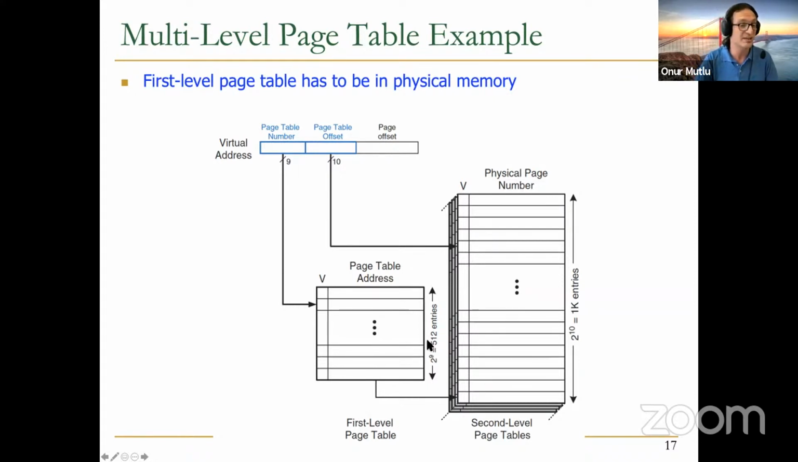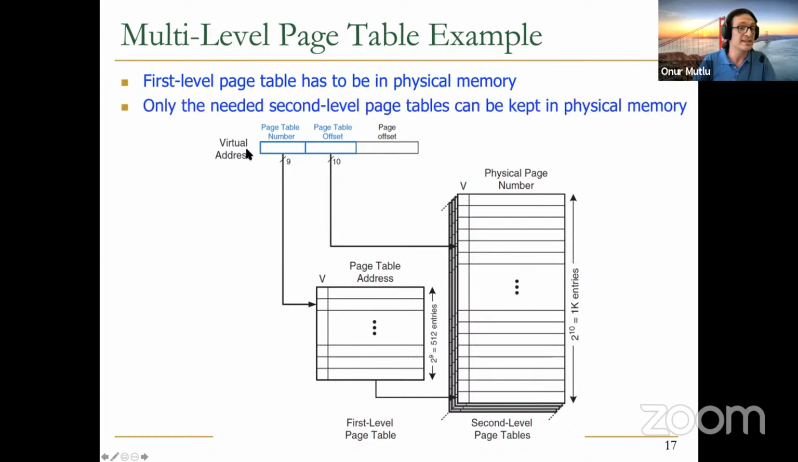And if each entry is 4 bytes, then it's only 2 kilobytes, right? Very small. And only the needed second level page tables can be kept in physical memory. For example, if the process is not using the entire address space over here, this is a 32-bit address, by the way, it's from your book. It may be actually a 31-bit address, I don't remember. It's a 31-bit address, actually. It's the same example that we're following.